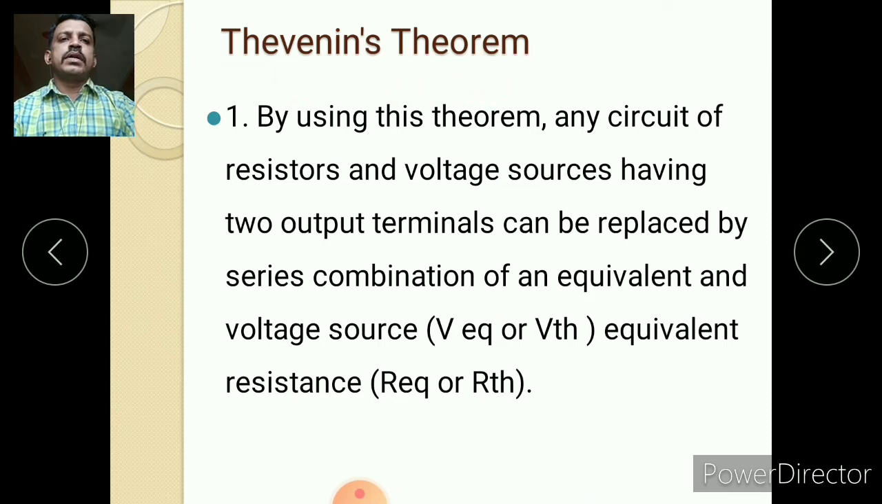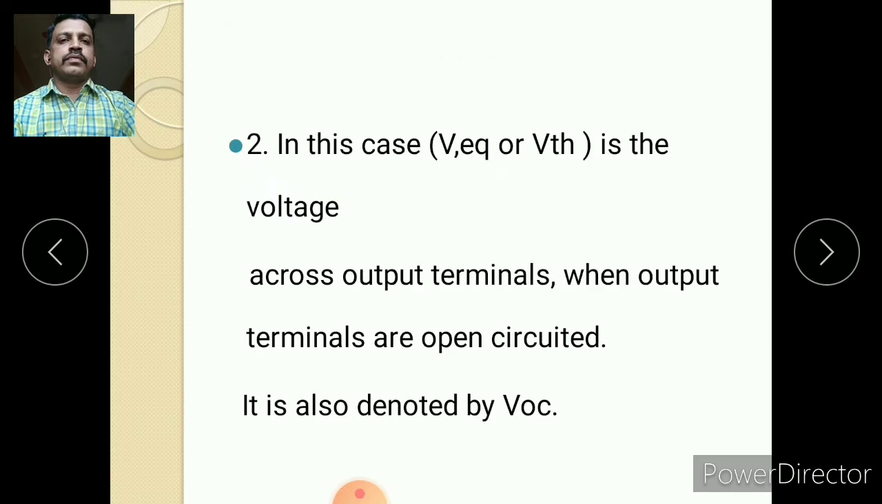First, Thevenin's theorem. The statement of Thevenin's theorem: by using this theorem, any circuit of resistors and voltage sources having two output terminals can be replaced by a series combination of an equivalent voltage source VEQ or VTH and an equivalent resistance REQ or RTH. Second point, in this case VEQ or VTH is the voltage across output terminals when the output terminals are open circuited. It is also denoted by VOC, open circuit voltage.